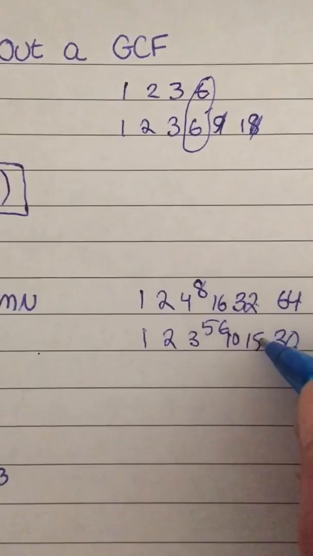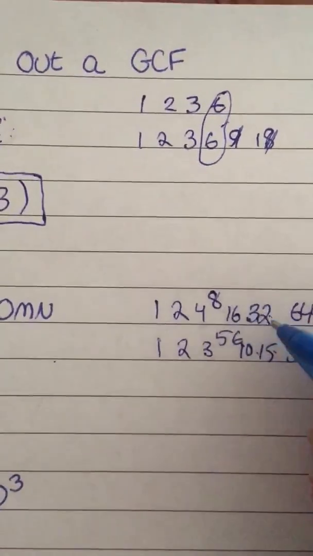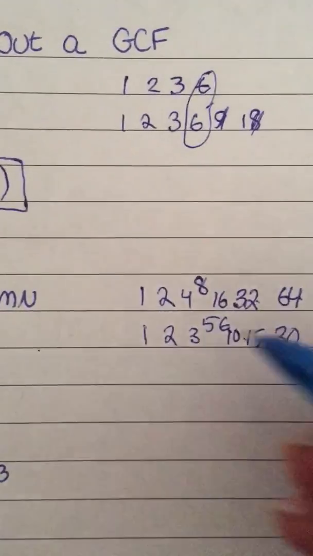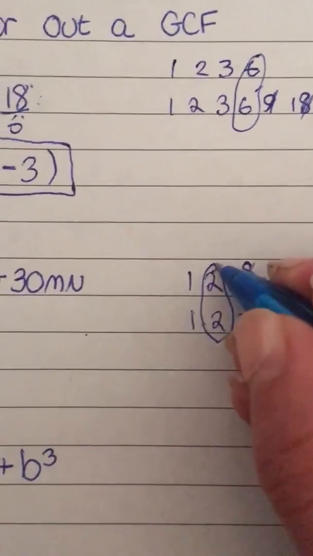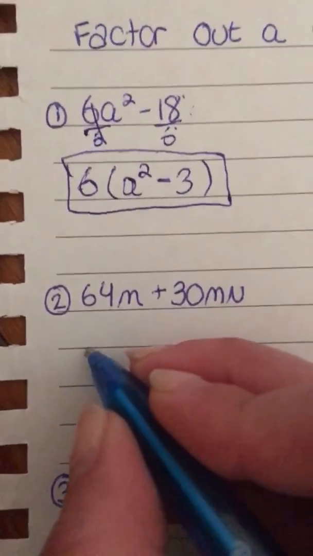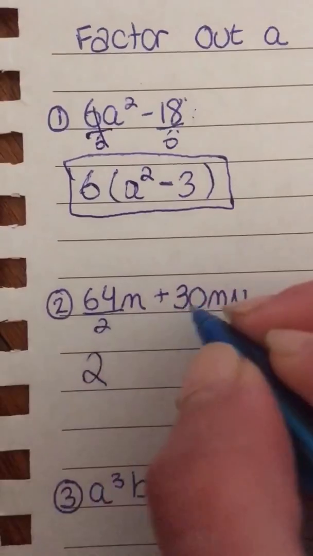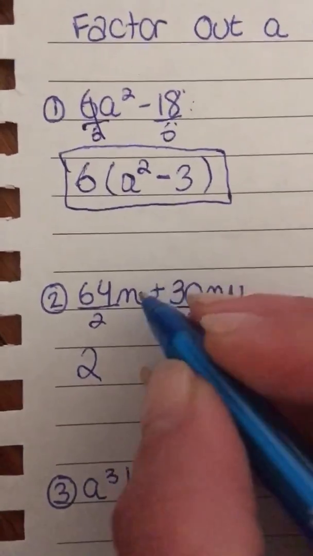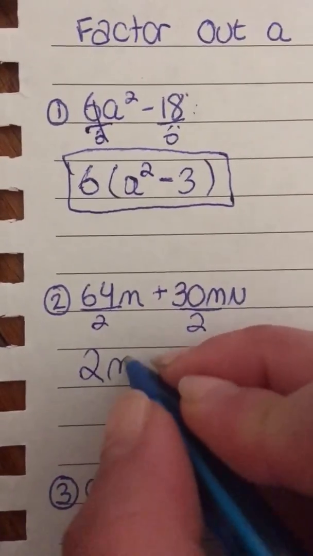So far I'm not seeing much of anything in common until we get to 2. So 2 would be the GCF here for the coefficients. So we're going to divide these both by 2. And then see how they both have an m? We can also pull out an m.